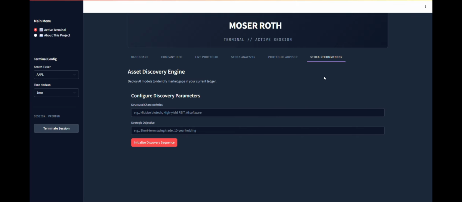Now let's go into the stock recommender function. What happens if you want to find a new stock in a different sector or some new thematic topic? So let's say I want to look into small cap biotech with a low risk profile, 10-year investment horizon. All right, let's do it.